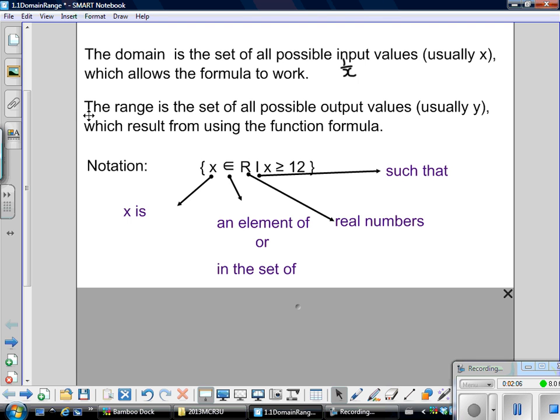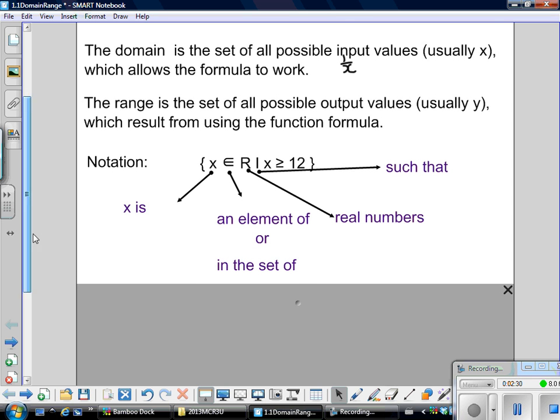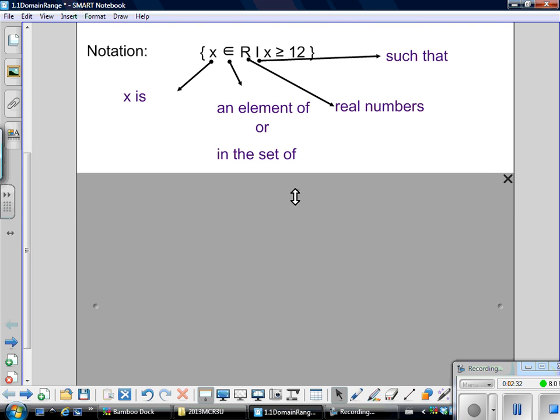Math is its own language in a sense. So x is an element of real numbers such that, and then it tells us how that works. So x in this case has to be greater than or equal to 12. Sometimes you'll see x is in the set of real numbers such that. Both of them are interchangeable, depending on whether you're talking about elements or set notation.